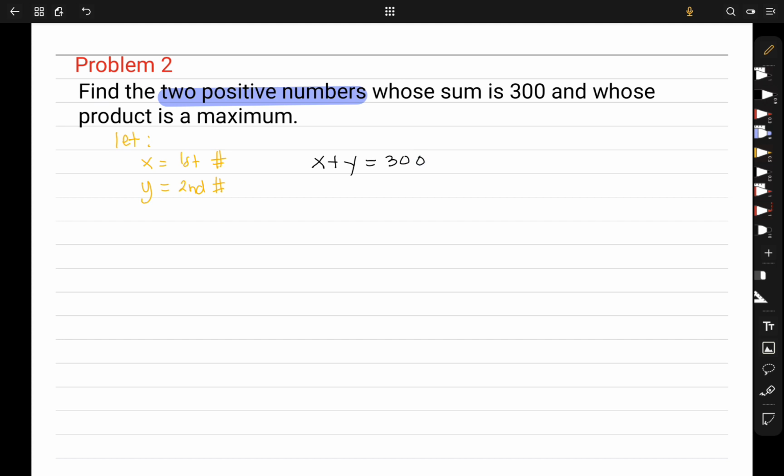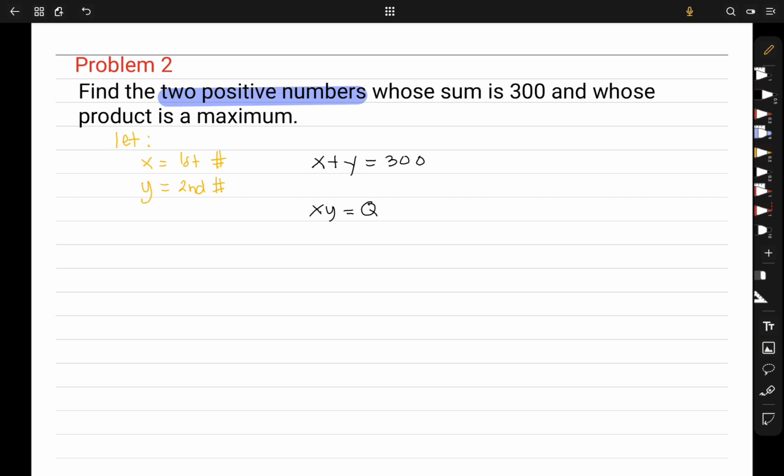And whose product is a maximum. So we could say that the product of the two, which is xy, is equal to q, because we need to find the product, right? So we tend to use the variable q for quantity.